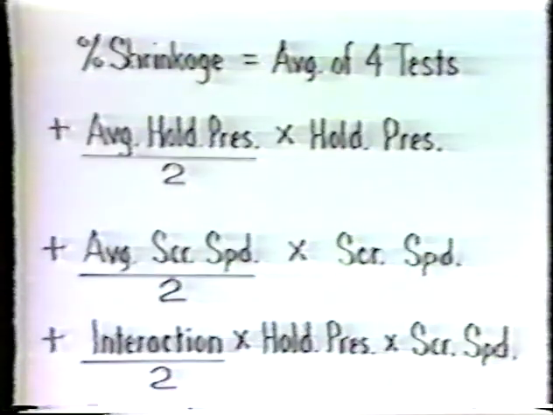And we can represent the average main effect and interaction effect information we've obtained from the experiment as an equation to predict shrinkage as a function of holding pressure and screw speed. Shrinkage at any given values for holding pressure and screw speed is equal to the average of the four tests forming the square, plus the average main effect of holding pressure over 2 times the holding pressure, plus the average main effect of screw speed over 2 times the screw speed, plus the interaction effect between holding pressure and screw speed over 2 times the product of holding pressure and screw speed.